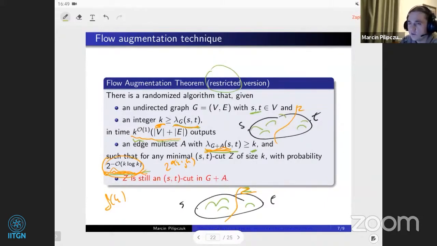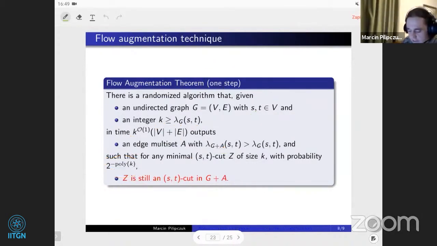Okay, so this is what you want to increase, and then you can repeat it at most k times until your flow reaches k, and then you're happy. That's what you can do if you don't care about the success probability. And that's what's phrased on the next slide. Okay, and that's the thing that I'm now going to jump to a notebook and prove to you.